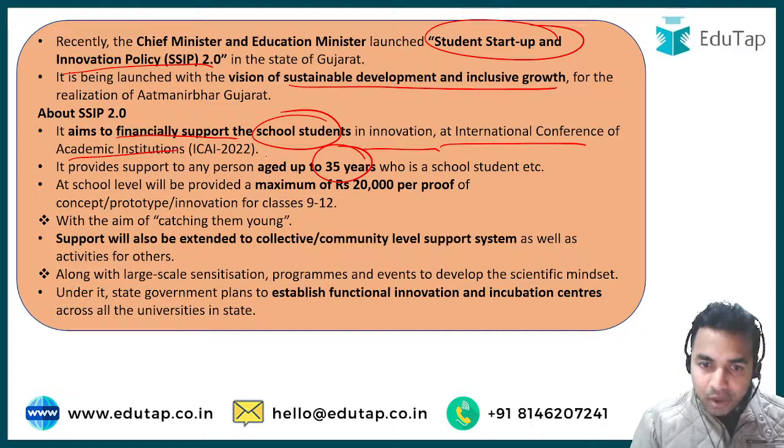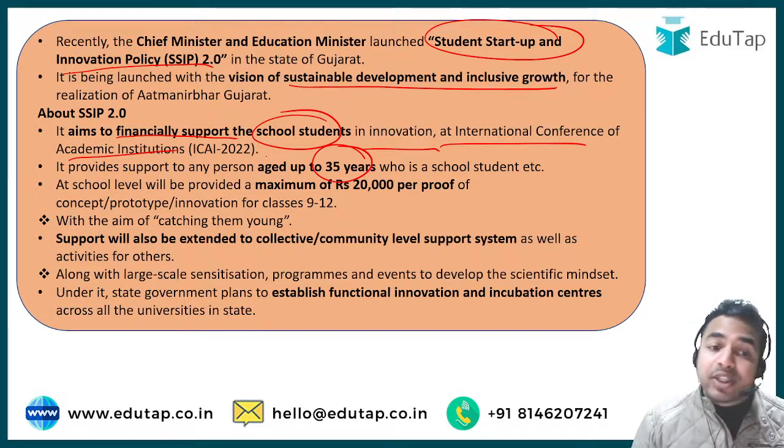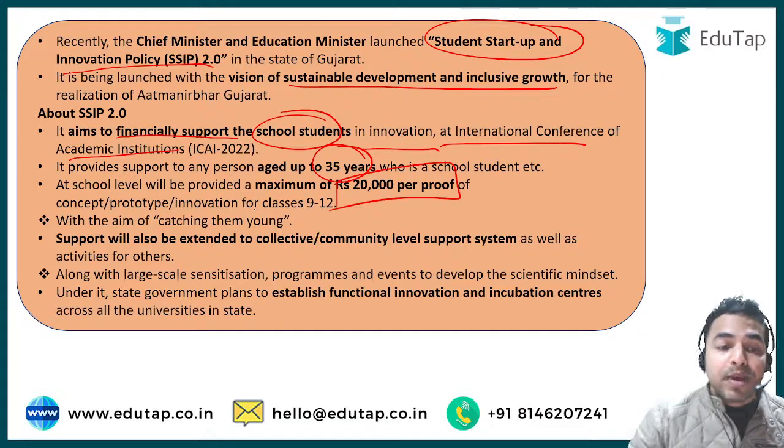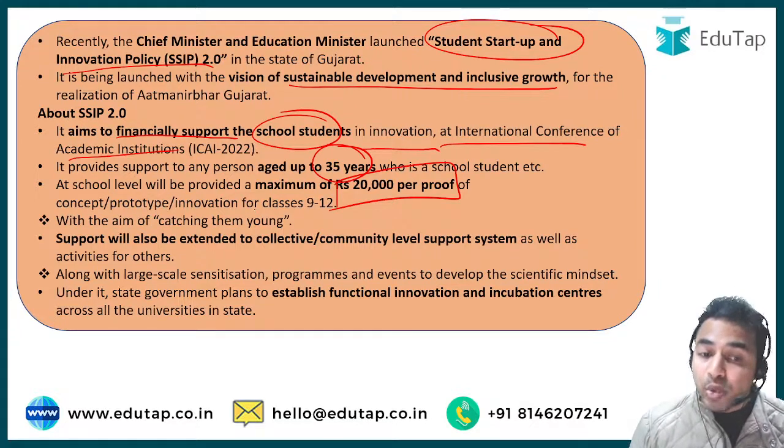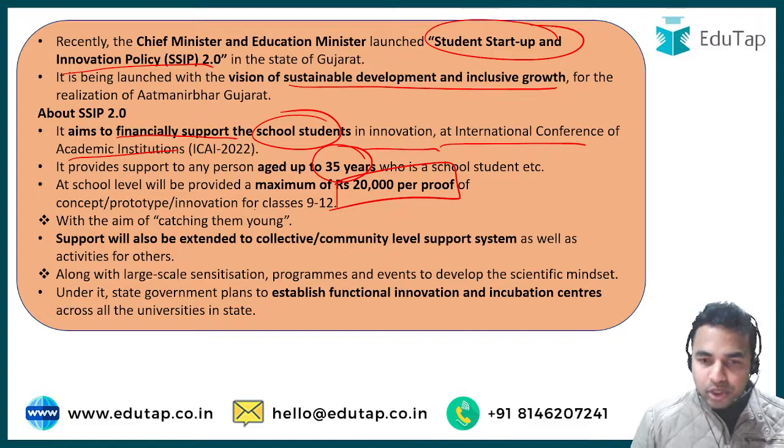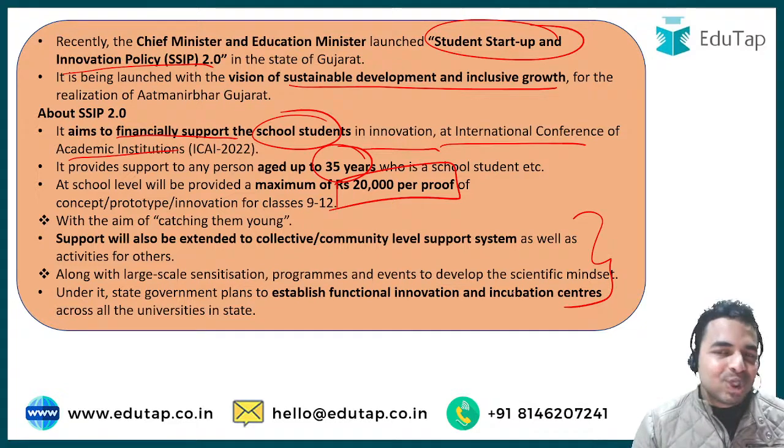Okay, now comes another important point: at the school level they are going to provide a maximum of rupees 20,000 per proof of concept, prototype and innovation for classes 9th to 12th. Some other important points are also mentioned here. You can just go through them, and I really believe that this particular question is also very much clear.